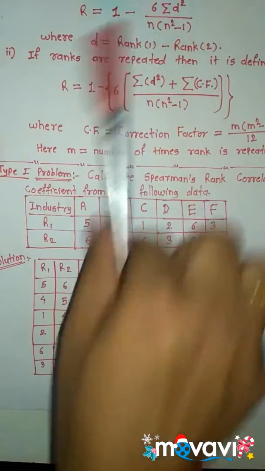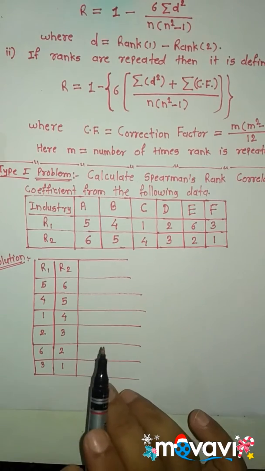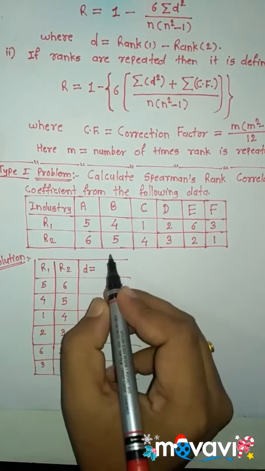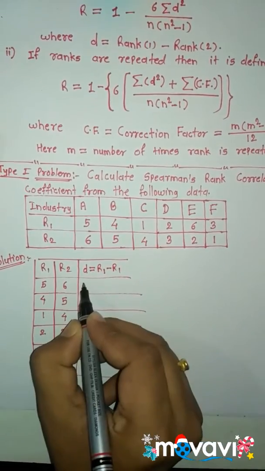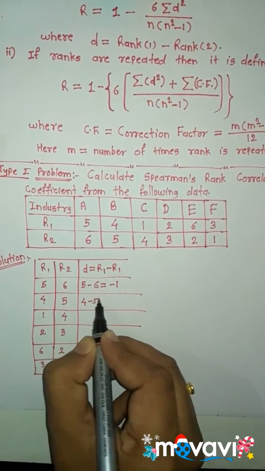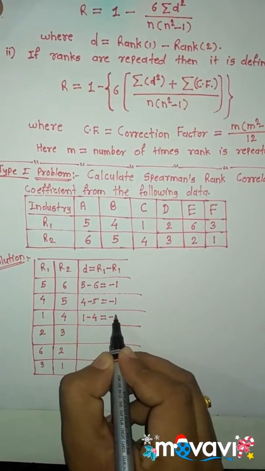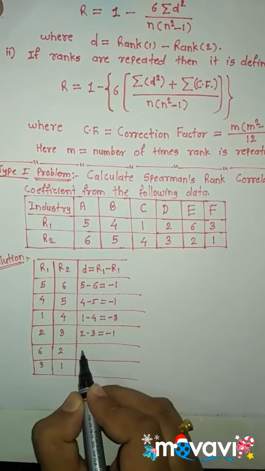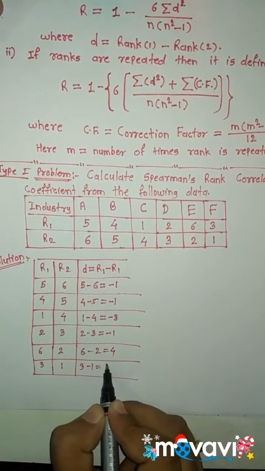So here we use the first formula because no rank is repeated. R is equal to 1 minus 6 summation d square upon n into n square minus 1. So here first we calculate d. D means difference of ranks R1 minus R2. So 5 minus 6 which is minus 1, then 4 minus 5 which is minus 1, then 1 minus 4 is equal to minus 3, then 2 minus 3 which is minus 1, then 6 minus 2 is 4, 3 minus 1 is 2.